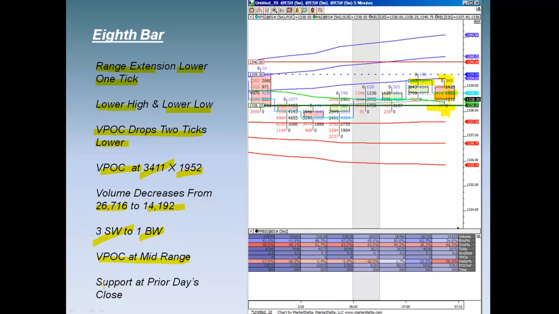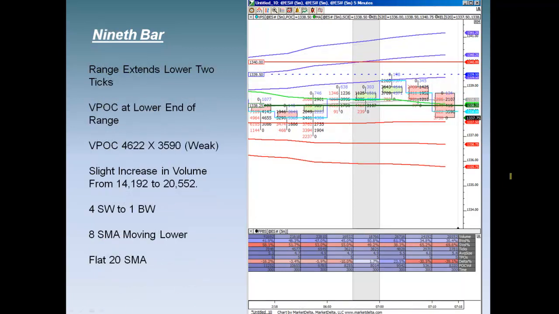And then we have support at the prior day's close. Take a look at this. Here's the support that we have. Once again, I'm trapped between a strong level of resistance up here and a level of support below. So I would stay out and not do anything. Let's take a look at what happens on the next bar.